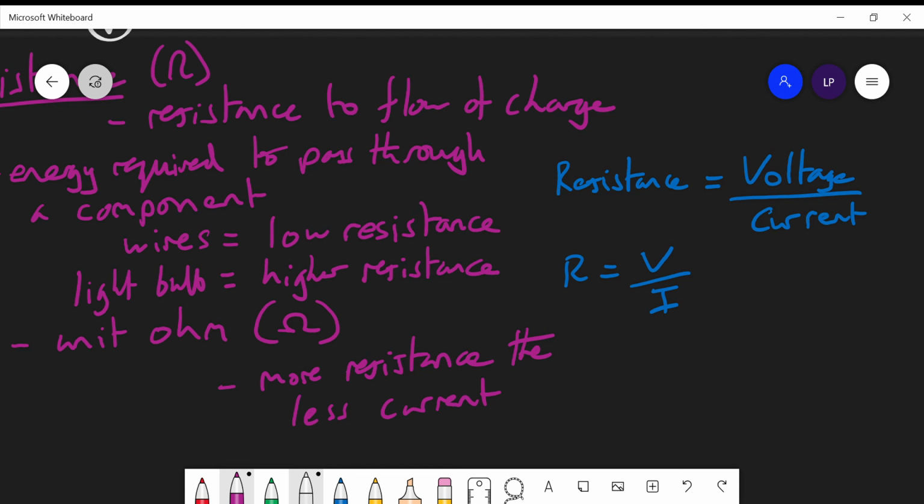Which is very, very important and will be used to discuss the ideas of parallel circuits and the path of least resistance. But that will be in our next lesson.